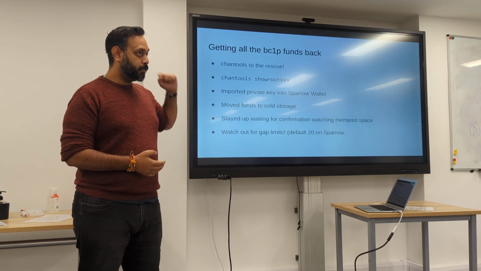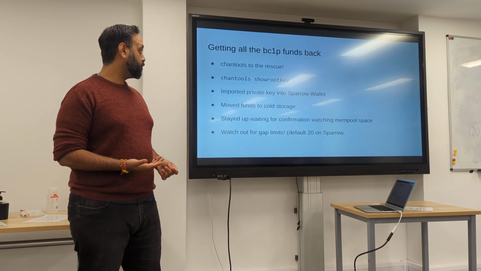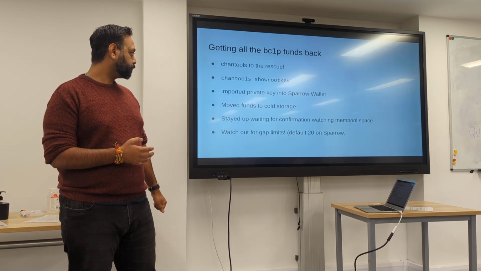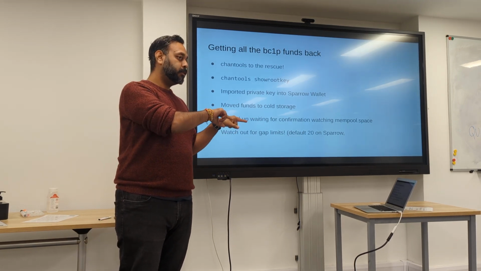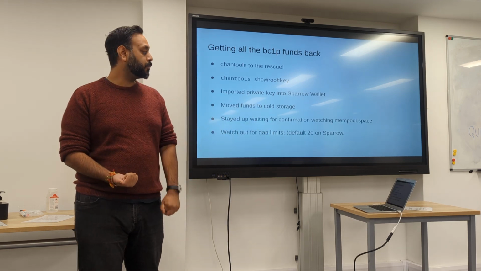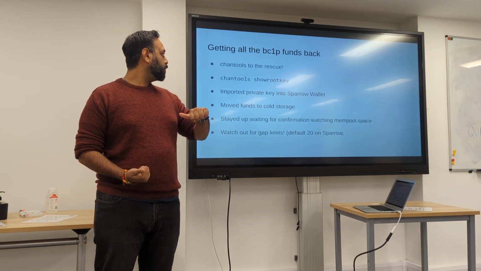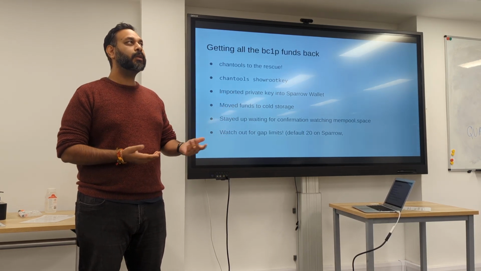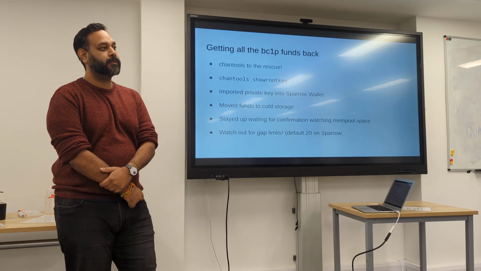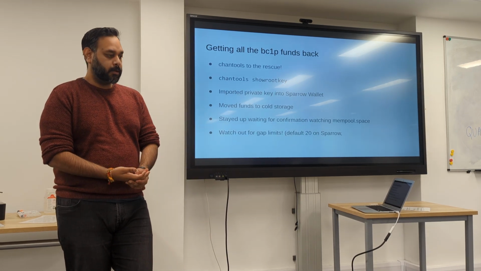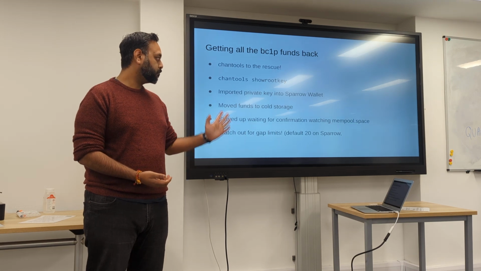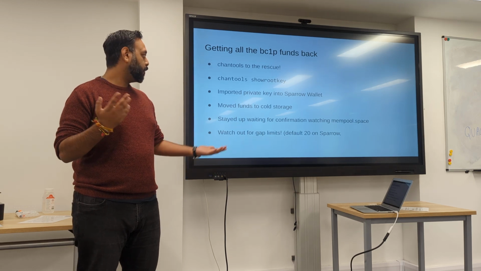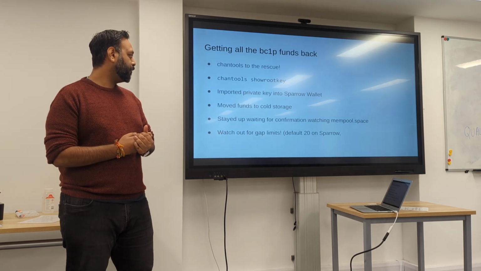So chantools, the same tool that I used to close the zombie channels, came to the rescue. It also has a command called chantools showrootkey. And what you can do is give it your aezeed backup, so your 12 words and decryption key, and it will give you a BIP39. I think BIP39? I could get my BIPs wrong. Well, it actually doesn't even give you a 12-word backup. It gives you an xprv. So it gives you a private key, basically, something that you can actually import into Sparrow Wallet, so not even BIP39. So I imported it, and great, I could move all my funds to cold storage.